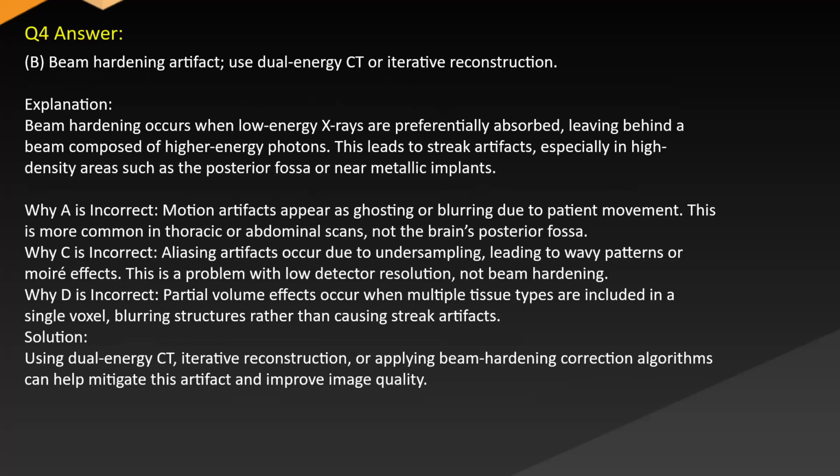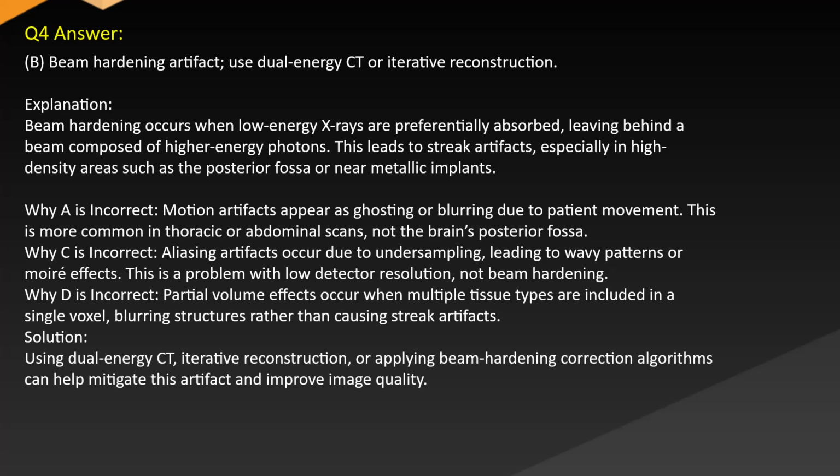Answer B. Beam hardening artifact. Use dual energy CT or iterative reconstruction. Explanation. Beam hardening occurs when low-energy X-rays are preferentially absorbed, leaving behind a beam composed of higher energy photons. This leads to streak artifacts, especially in high-density areas such as the posterior fossa or near metallic implants.